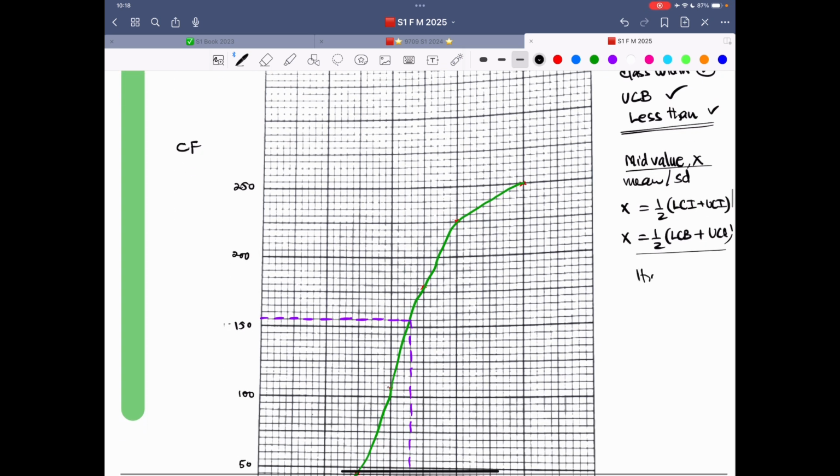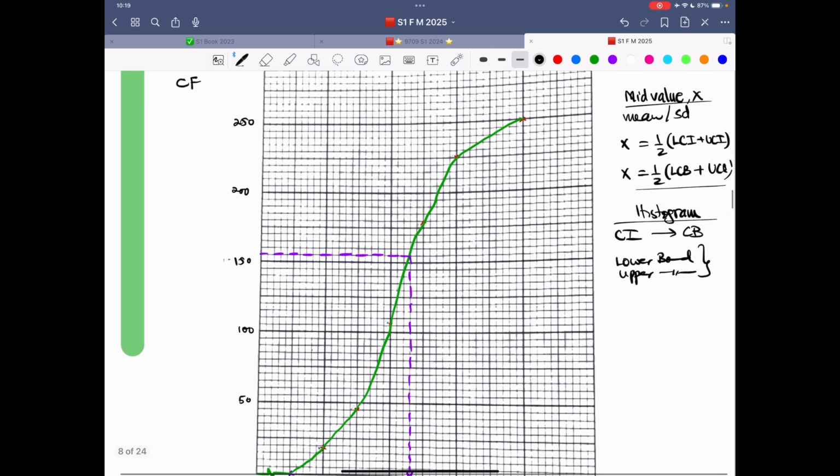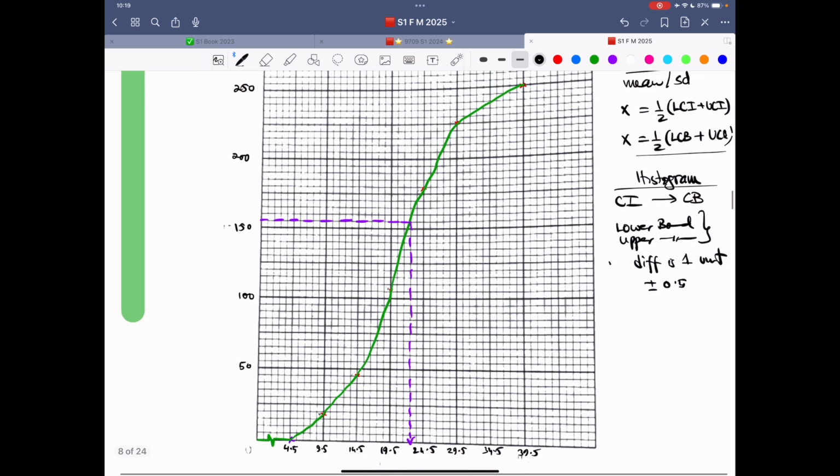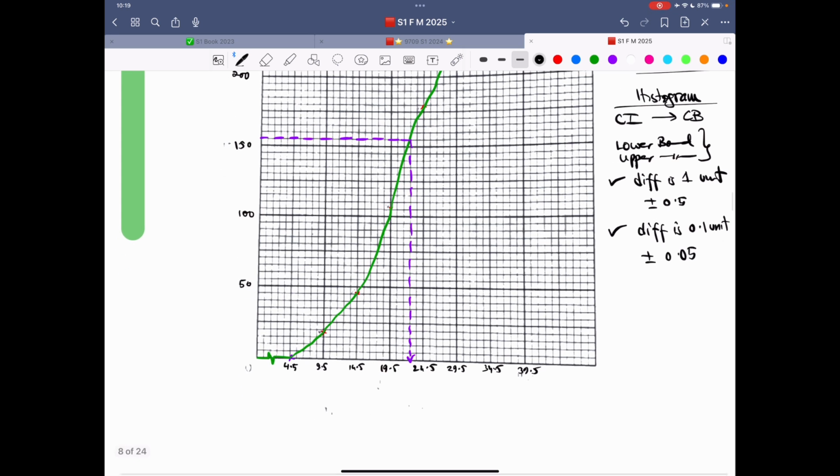When we talk about histogram, yes, class intervals should be converted to class boundaries if that is not already the case. And that is the concept of lower bound, upper bound of O-level math. So that is the concept of inequality. If the difference is 1 unit, we add and subtract 0.5. If the difference is 0.1 unit, you add and subtract 0.05. That is the same thing. That is the basic thing that we need to take care of.